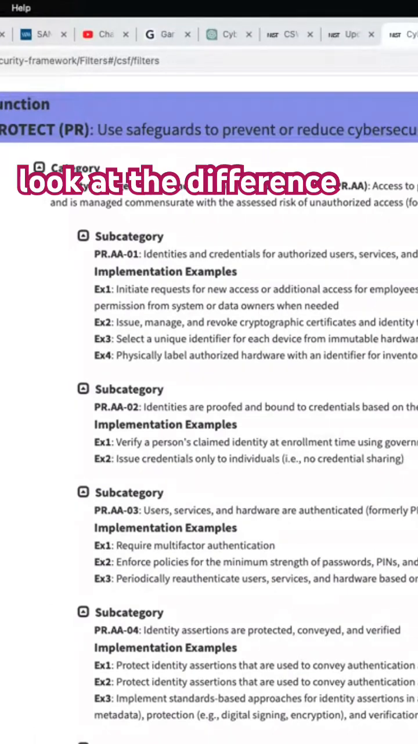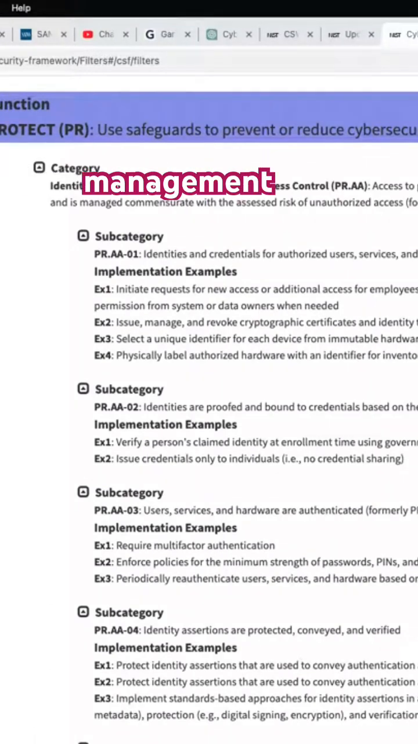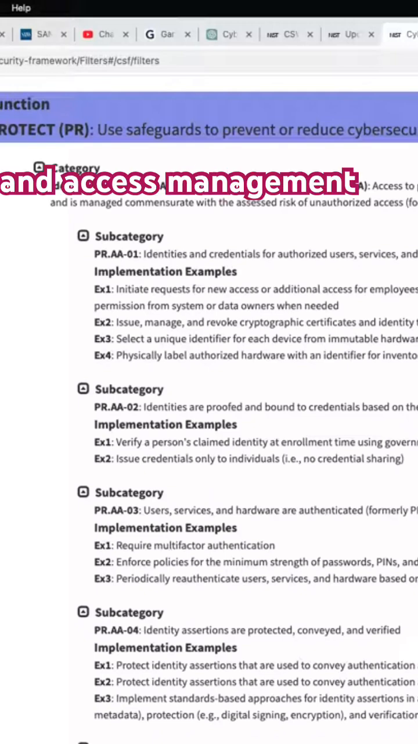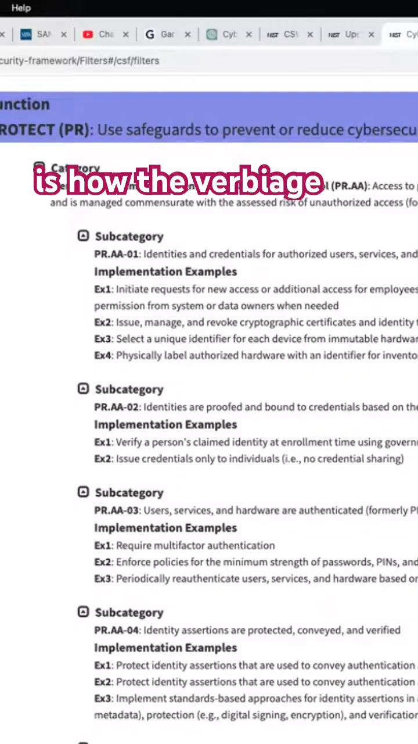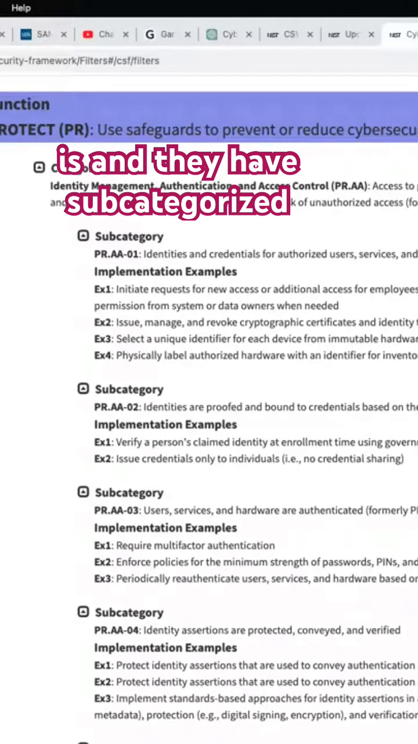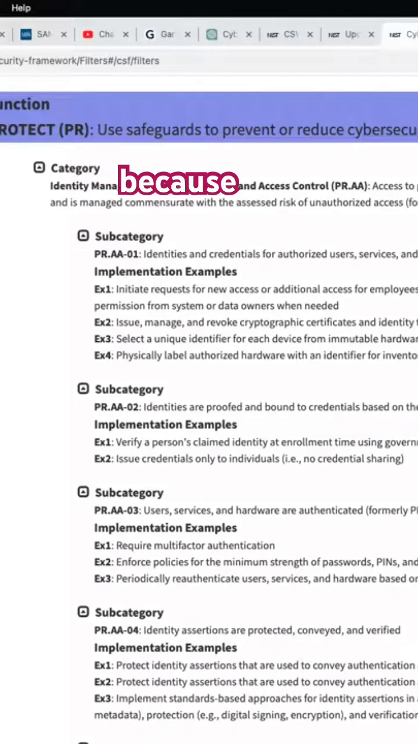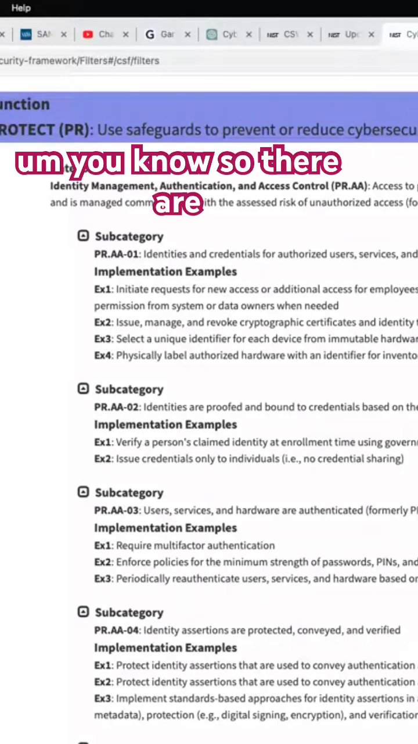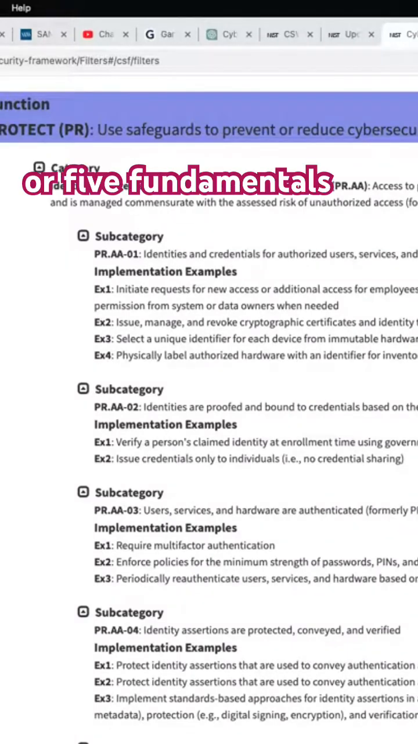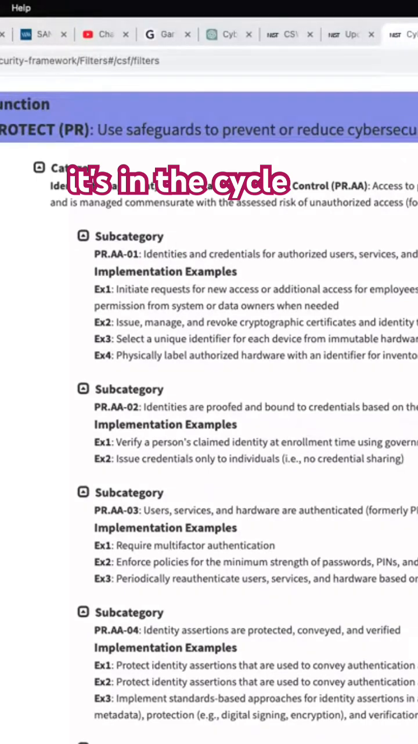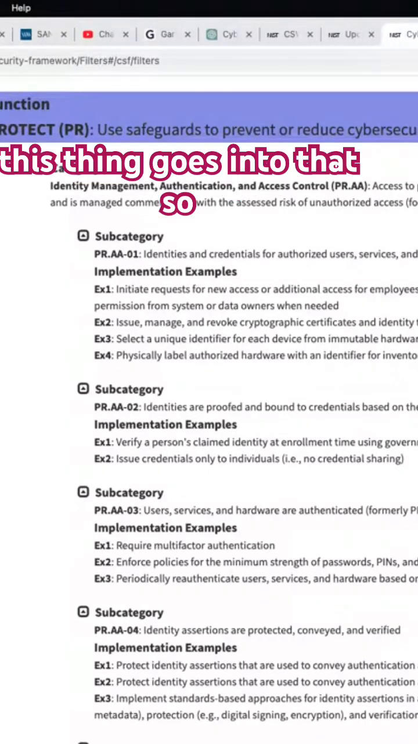If you look at the different verbiage: identity management, authentication, and access. So identity and access management, but that's pretty much how the verbiage is. And they have subcategorized, because PR is for protect. So if you look at the framework, it is identify, detect, protect, recover. So there are four or five fundamentals. It's in a cycle. So this is where this thing goes into that.